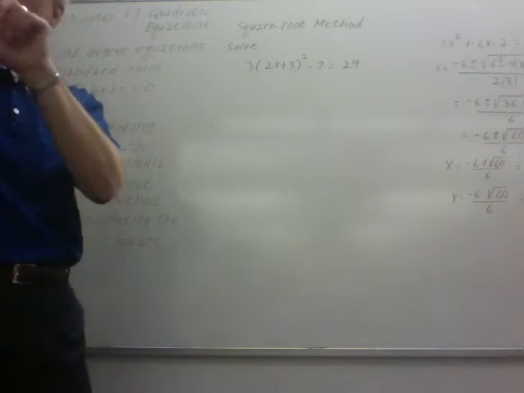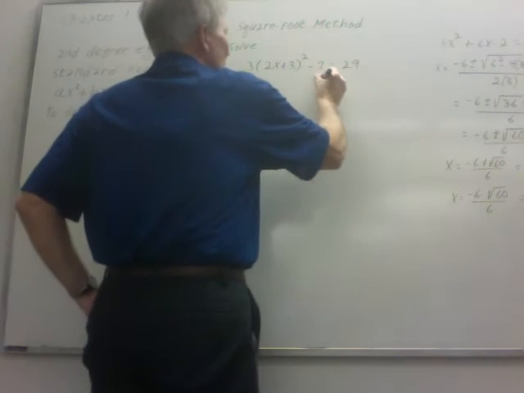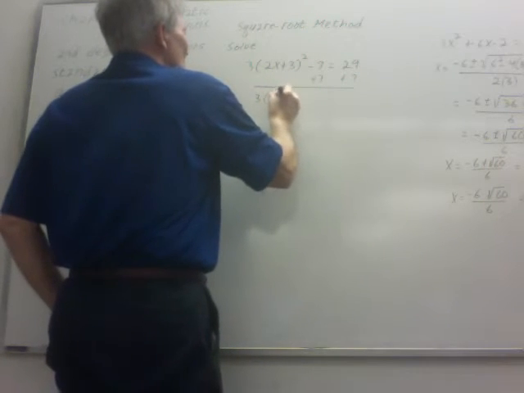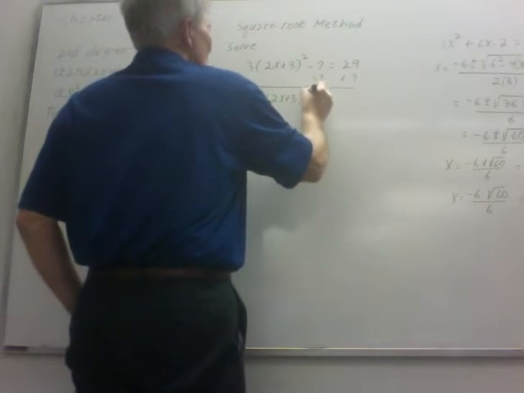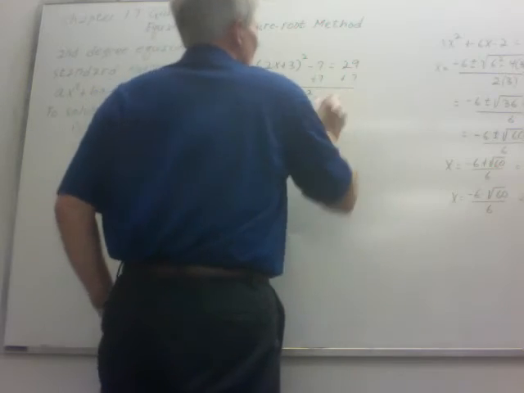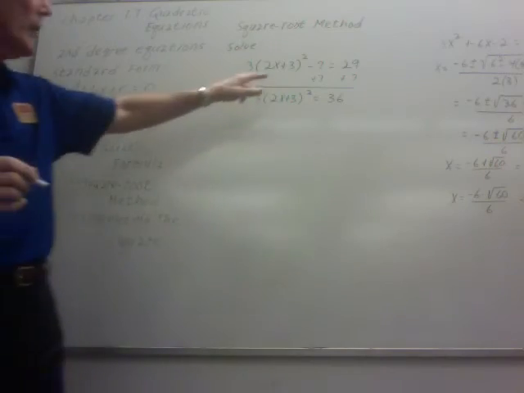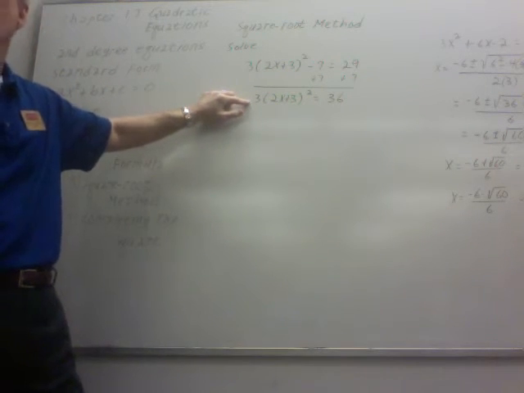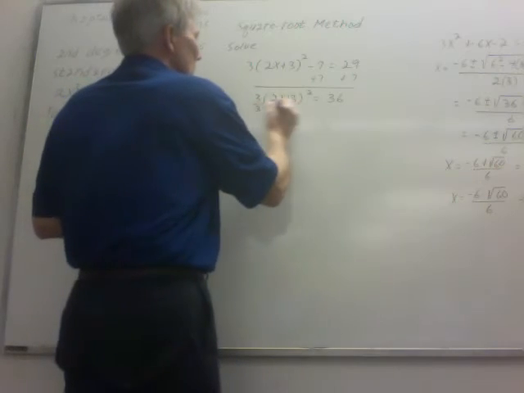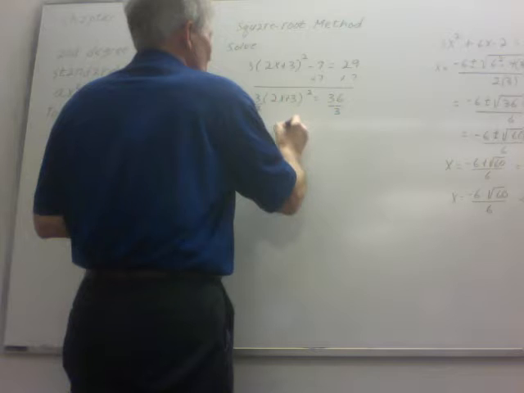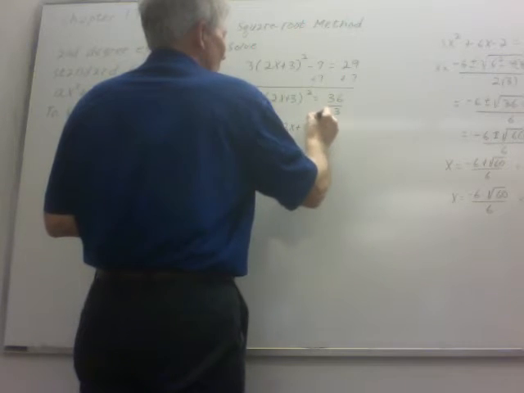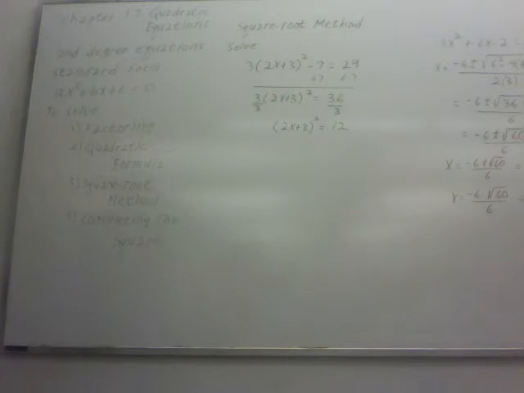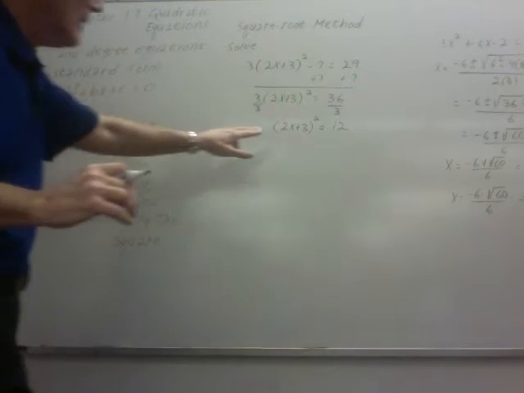So in order to do that, step number 1, we're going to add 7 to both sides. I've got 3 times 2x plus 3, the quantity squared, is going to be equal to 36. Okay, so I was able to get the 7 over here. Now I need to get rid of the 3. To get rid of the 3, we're going to divide both sides by 3. And I've got 2x plus 3, the quantity squared, is equal to 12. So step number 1, I've accomplished what I wanted to accomplish, and that was to get this isolated.